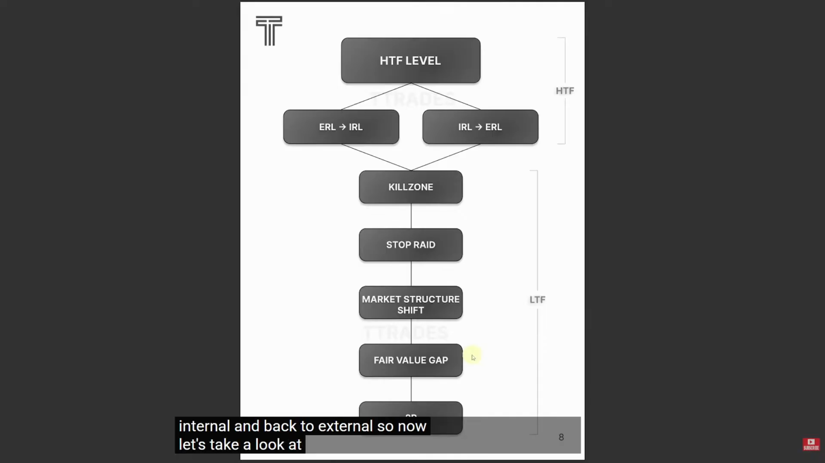So now let's take a look at the actual model. This model is just going to use a higher time frame level. Dropping down a time frame, I will look for internal or external liquidity. Then on the lower time frame, I will look to make sure I'm in a kill zone. I have a stop run, a market structure shift, a fair value gap, and then I will target 2R.